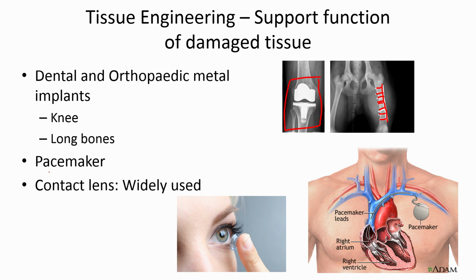And then pacemakers are used quite a bit. Sometimes the signaling is not proper, and because of that the heart beating is very erratic. So, you can use a pacemaker which will give electrical signals in a coordinated manner, so that the heart beats synchronously and supplies blood all over the body. And then contact lenses are again very widely used. You probably know, or you use them yourself.